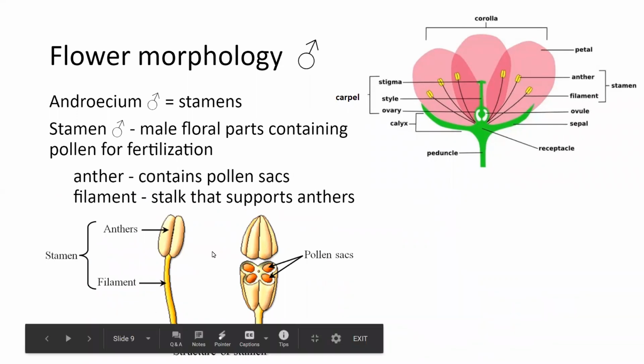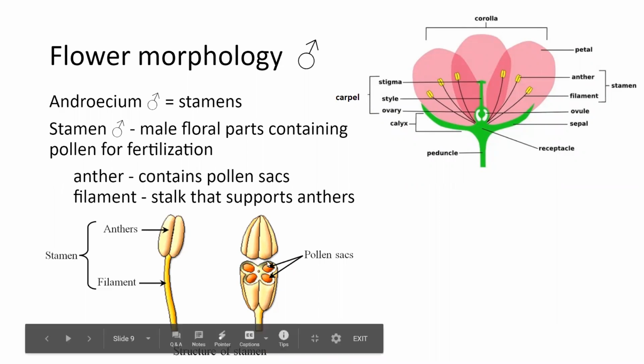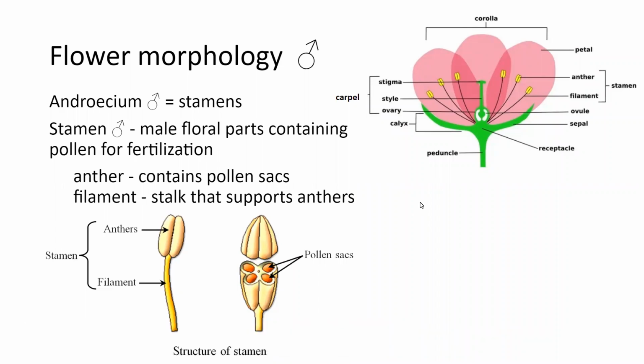So when you look at the stamen here, this little diagram on the left consists of the anther, right, which is this roundish or oval part at the top that contains pollen sacs. So that's where the pollen is contained. And then the filament, which is the stalk that supports the anther. So inside of the anther, you can see those pollen sacs that are developing. And that's the basic structure of the androecium, which consists of all the stamens on a flower.